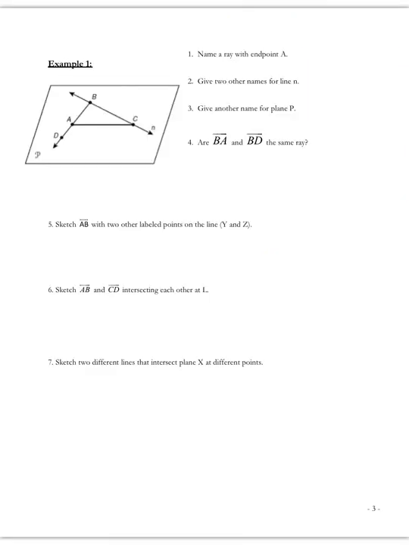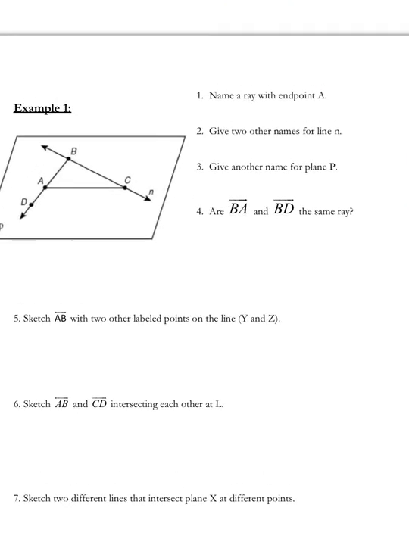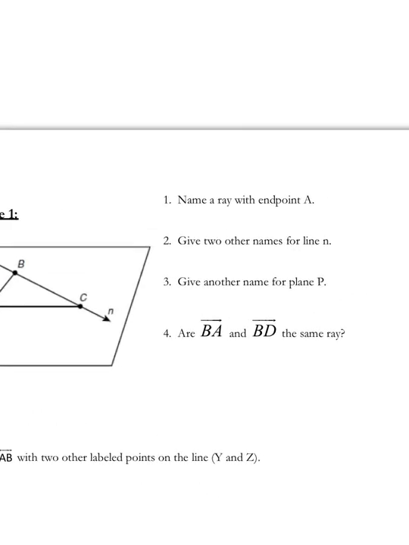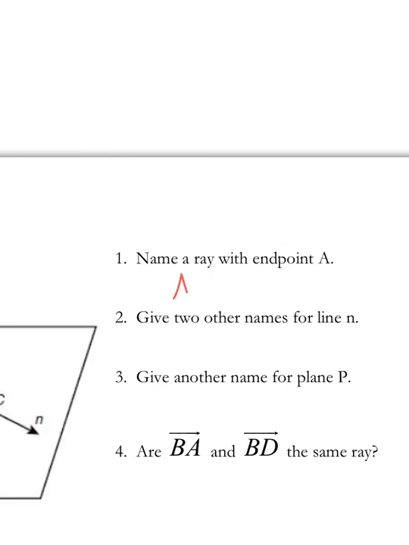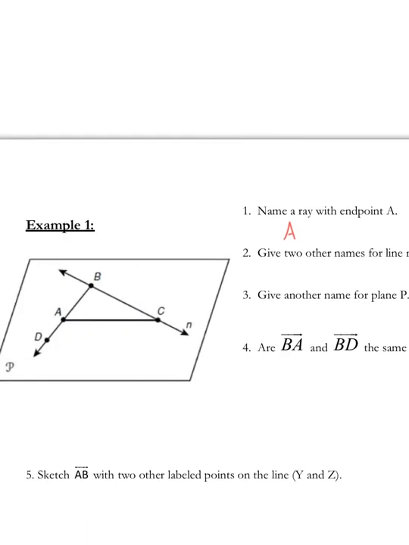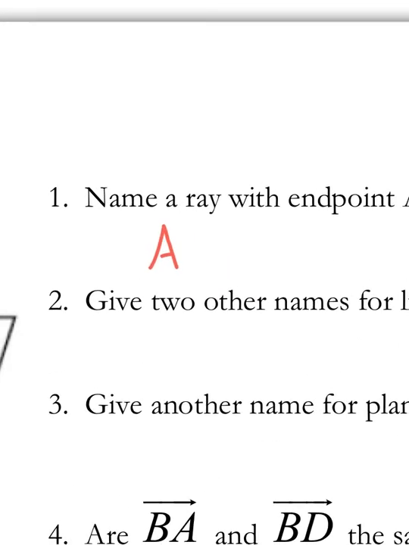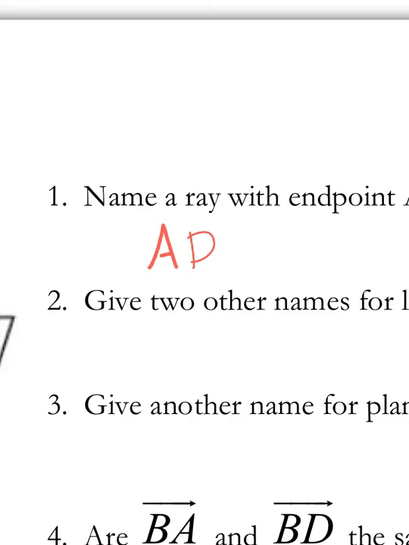All right, so now let's practice a little bit. Name a ray with endpoint A. So remember, I always have to start with my endpoint, and then you can go in either direction. Now, if we look at our picture, there's only one arrow. So we would probably go A, D, and then you have to put a little ray above it.